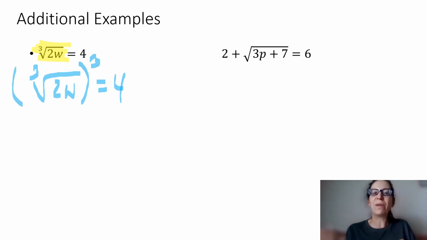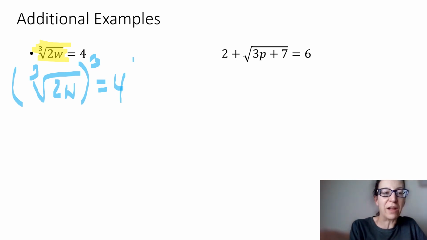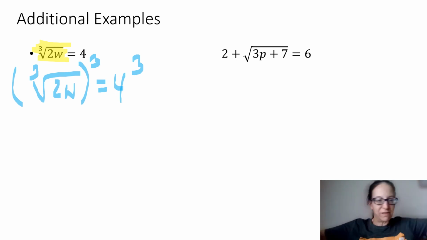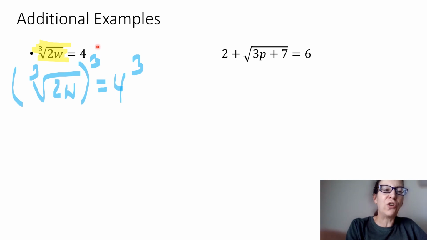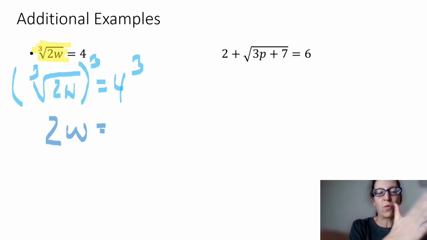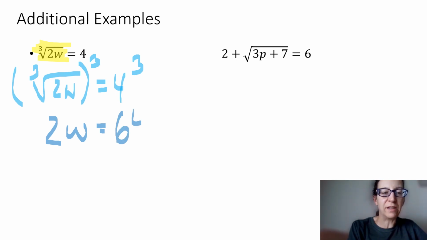And if I cube the left, I have to cube the right. Otherwise, I'm not keeping my equation balanced. I have to do the same thing to both sides. Otherwise, they're not equal anymore. On the left-hand side, cubing and a cube root undo each other. And I would be left with 2w. And then 4 to the 3rd power is 4 times 4 times 4, which in this case is 64.